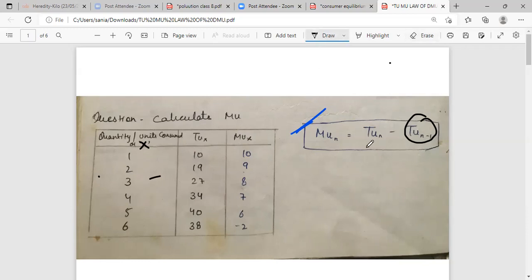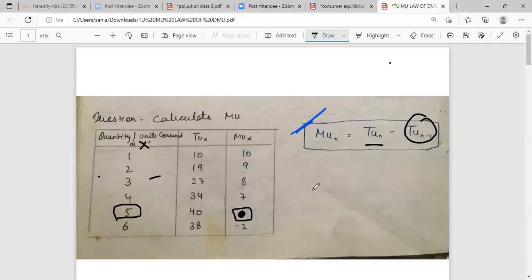Now basically your question is, ma'am, what is TUN and TUN minus 1? Okay, your n is basically the number, the quantity, right? And your n minus 1 is something. For example, you have to find this. For this, you have to find this. Okay, this is not given, for example. Okay, so you have to find this.